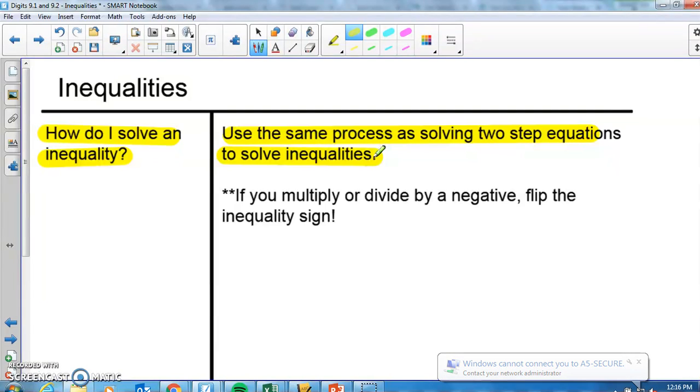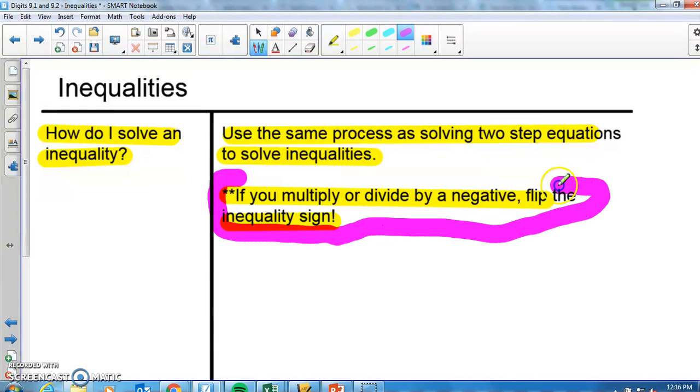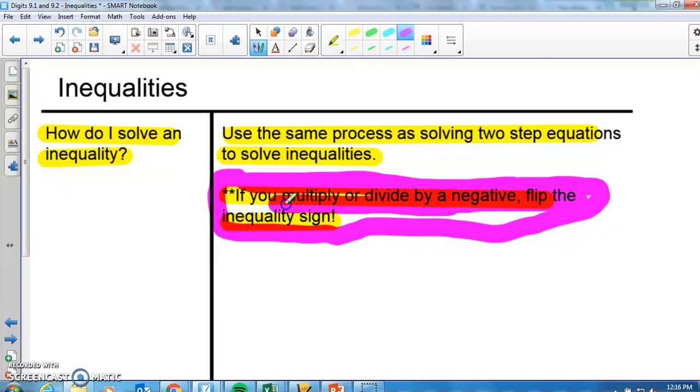The only difference is if we multiply or divide by a negative number, we have to flip the inequality sign to point the other direction. This is extremely important. If you do not do this or copy this part down so that you can refer back to it, you will have a lot of missed problems. So this is extremely important here. If you multiply or divide by a negative number, we're going to flip the inequality symbol. You have to remember to do that as you're working through these problems.